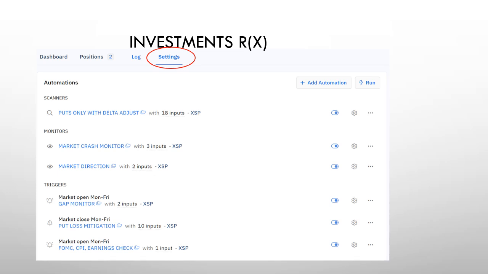The Put Loss Mitigation automation submits a supplemental trade designed to put some additional cash into the account to counteract the impact of a loss. It only submits a trade if it has been manually armed earlier in the day. The user clicks on the Arm Loss Mitigation button found on the dashboard to arm it. It runs at 3:50 each day.